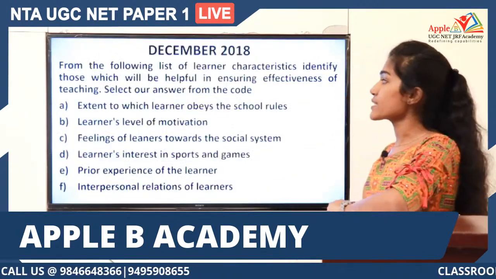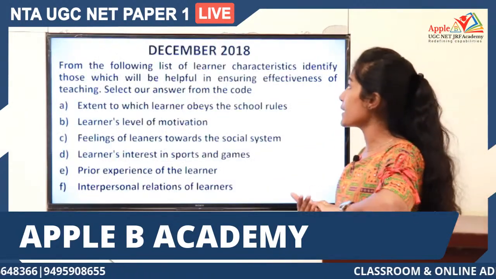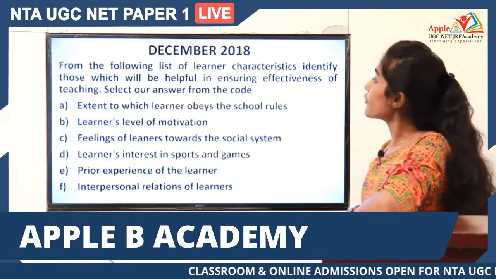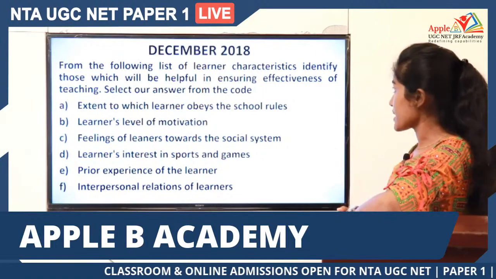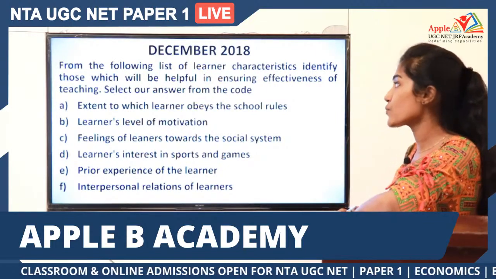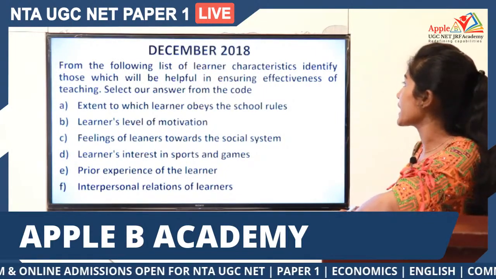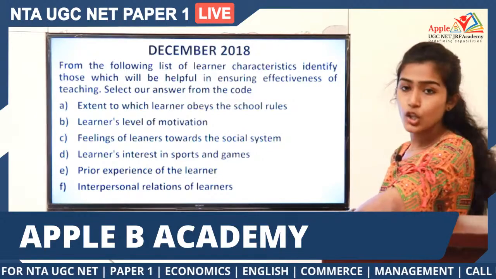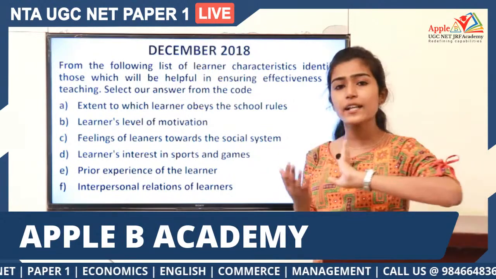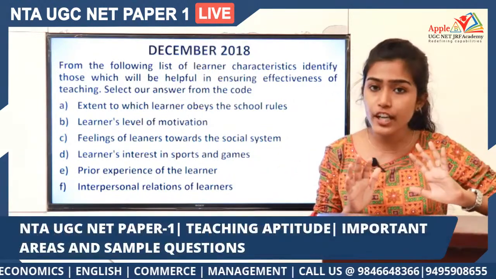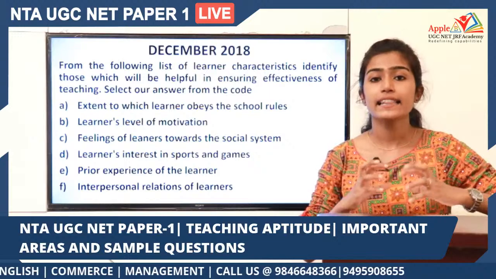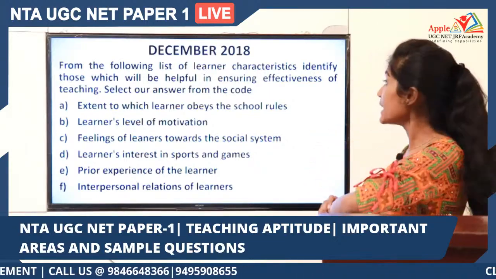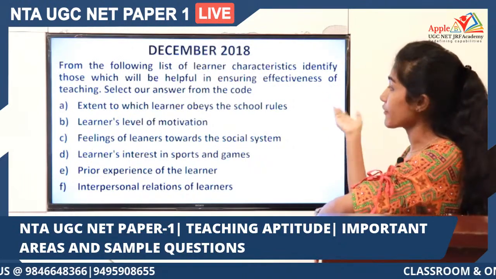So this is a question that was asked in December 2018. And the question goes like this: from the following list of learner characteristics, identify those which will be helpful in ensuring effectiveness of teaching. Select an answer from the code. So that is the question. So basically, what is the question? You have to figure out the learner characteristics that can help, or improve, or develop, or that can help in ensuring effectiveness of teaching.